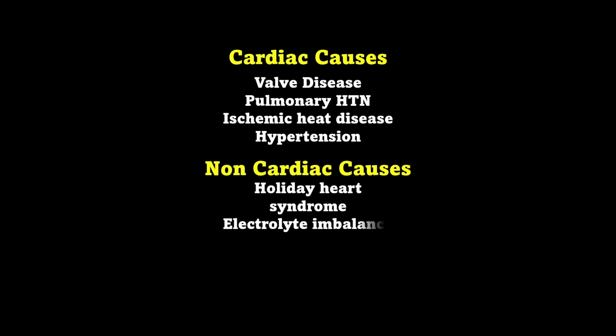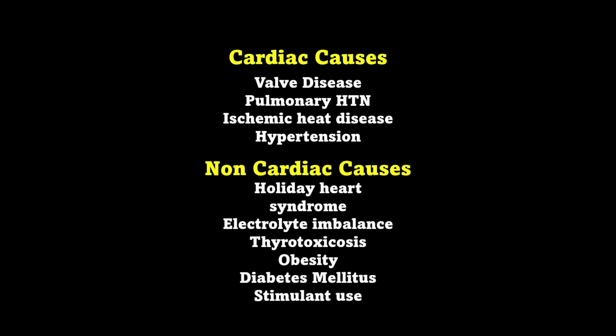On the non-cardiac side, we have holiday heart syndrome. This is when people develop AFib after binge drinking alcohol. Electrolyte imbalances such as low potassium or low magnesium, and thyrotoxicosis, which is basically an overactive thyroid, speed up your heart rate and irritate it. Other causes like obesity, diabetes, and even high stimulant use can increase your risk as well.